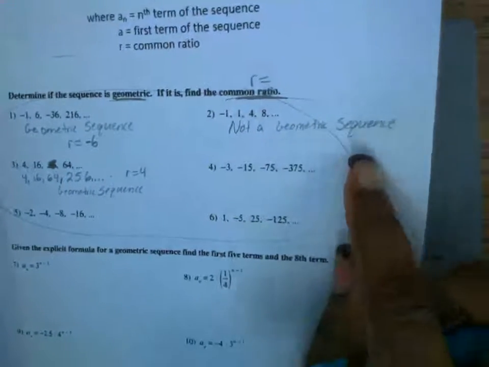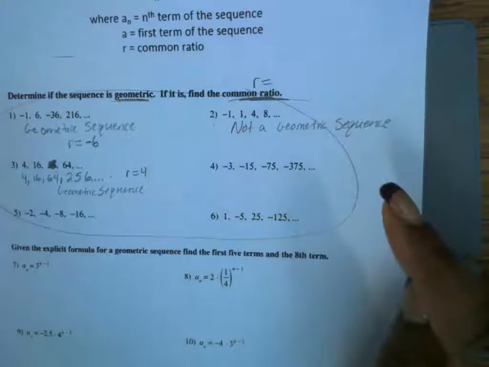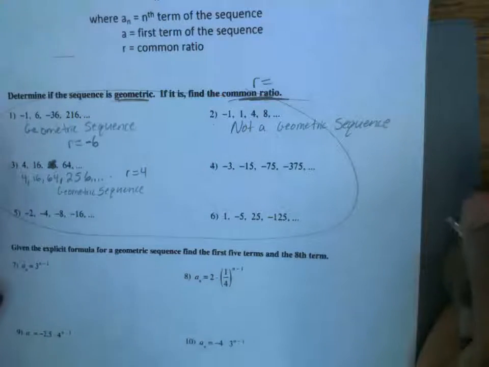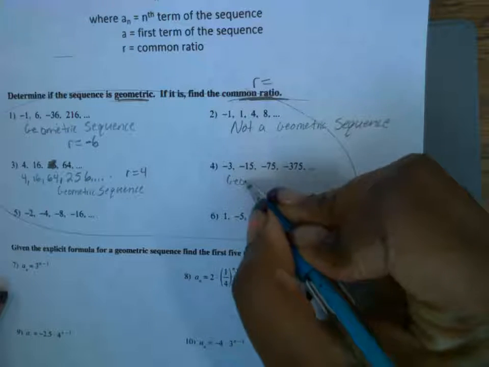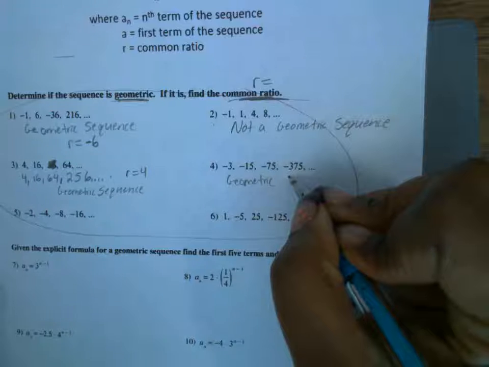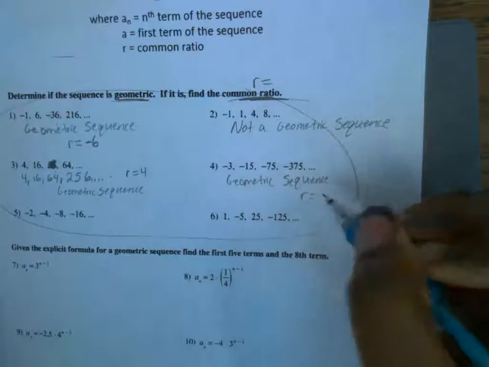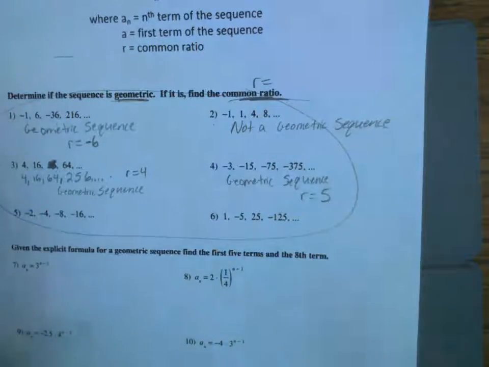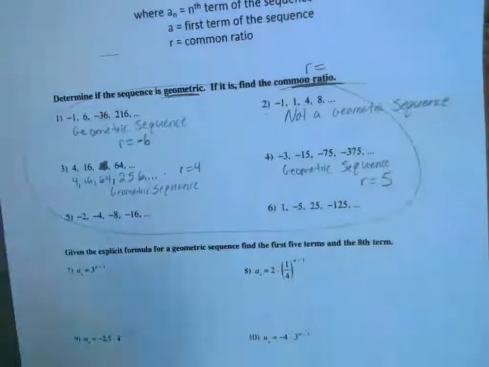Okay, so let's look at number 4. Somebody different. Is this a geometric sequence? This is a geometric sequence. Very good. What's the common ratio here? Common ratio is 5. Okay? That's the number that's being multiplied to get to the next number. All right, so let's look at number 5.